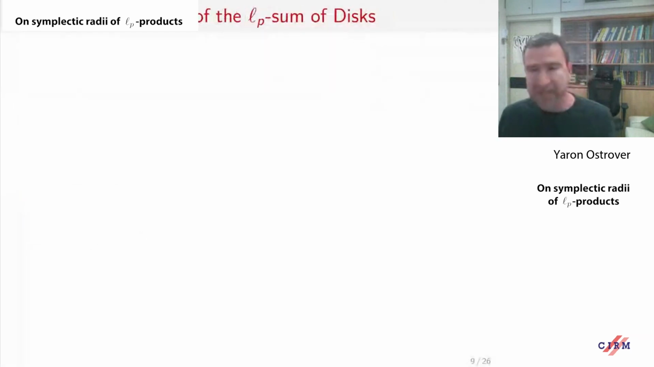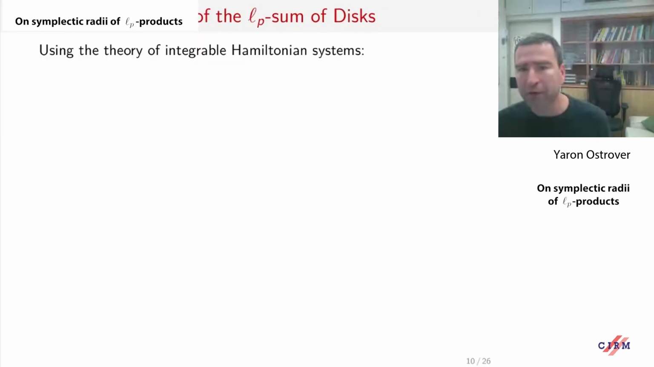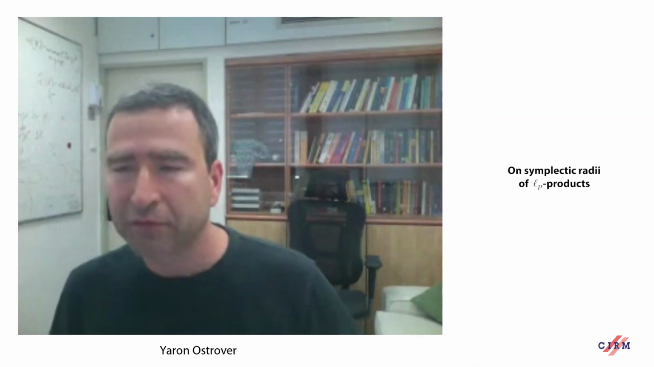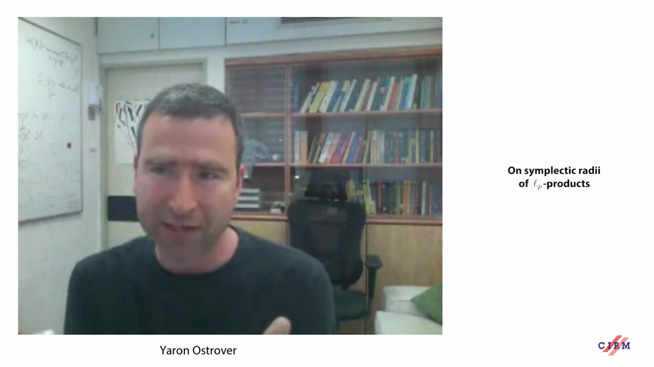And the first example, the most natural example that I want to consider, is indeed the case of the l_p sum of two disks. So in R^4, we take two disks, and I should emphasize that what we are doing is taking this Lagrangian splitting. So it's the p-sum of two disks with respect to a Lagrangian splitting.